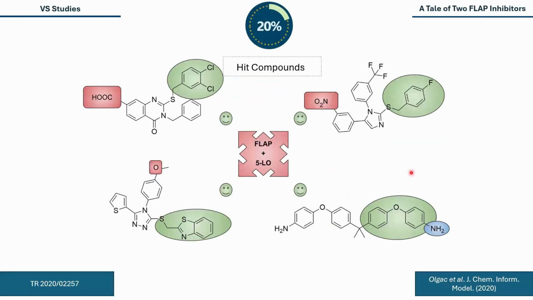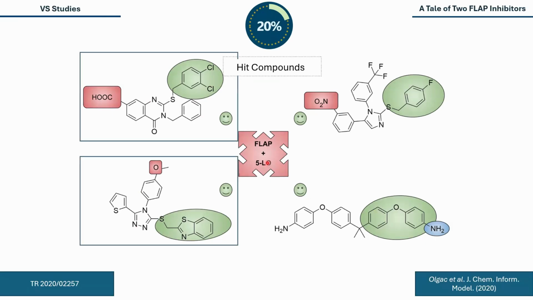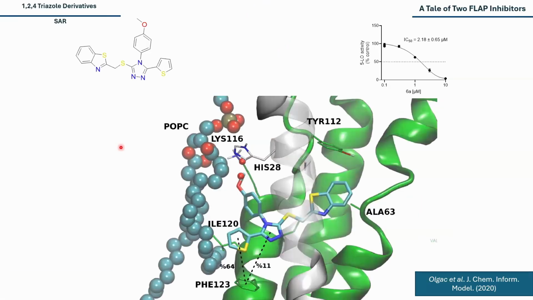From these 4 compounds, we did further biological studies and we realized that we weren't only acting on FLAP inhibition, but we were also inhibiting 5-lipoxygenase. So later on, by doing some literature search, we decided to develop derivatives of these 2 hit compounds. And now I will start to talk about these studies.